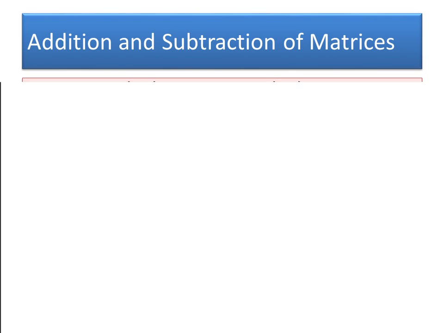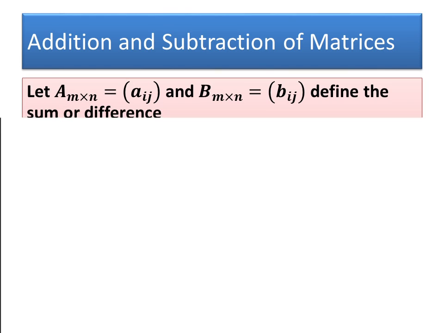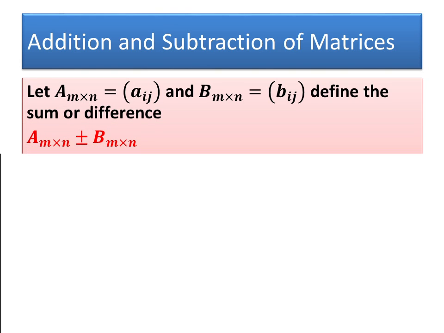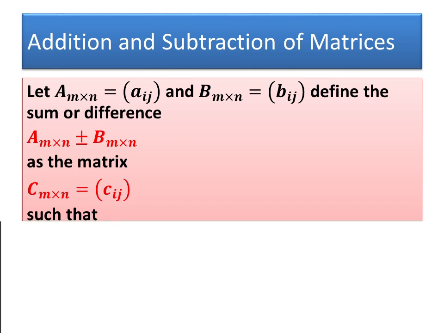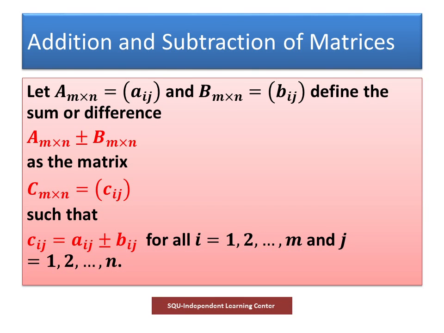Now we come to addition and subtraction of matrices. If I have a matrix A and a matrix B, and both have the same order, we define the sum or difference as A plus or minus B. This will give us a matrix C, such that we add the corresponding elements in both matrices A and B to get the c sub ij. So let's have an example to make this clear.